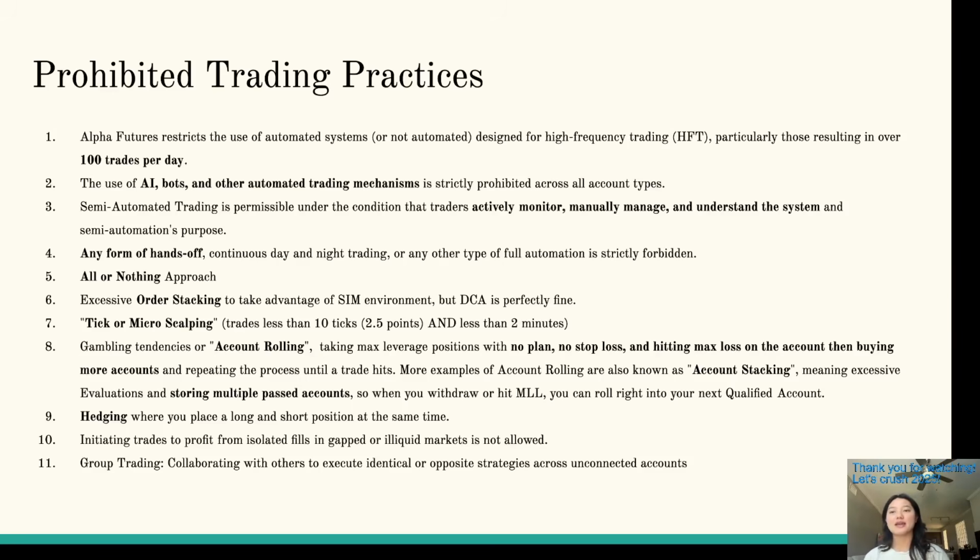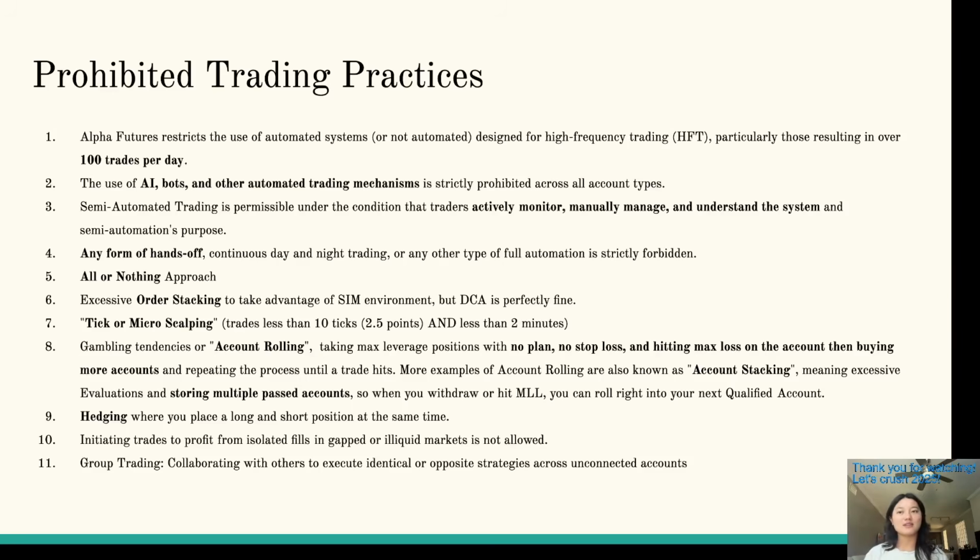Number two, the use of AI bots and other automated trading, as well as any type of hands-off approach with your trading system, is not allowed at all with Alpha Futures. Now keep in mind, if you have a semi-automated trading system, that is okay. And what I mean with semi-automated is that as long as the trader is actively monitoring both their accounts and their positions, the trader is able to manually manage both the accounts and their positions, and there is a very clear understanding of their system as well as the semi-automation's purpose, then you should be fine in that case.